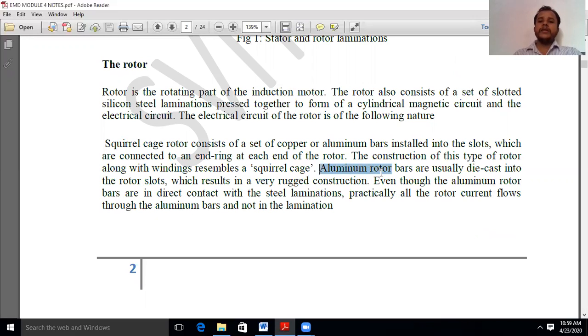Now, the aluminum rotor bars are usually die cast into the rotor slots, which results in a very rugged construction. So even though the aluminum rotor bars are in direct contact with the steel laminations, practically all the rotor current flows through the aluminum bars and not in the laminations.